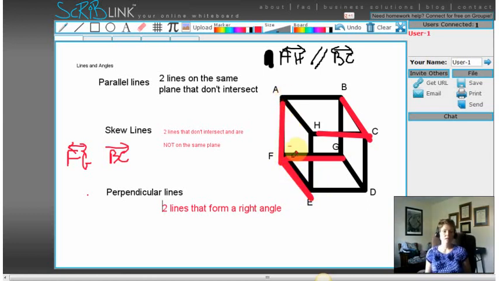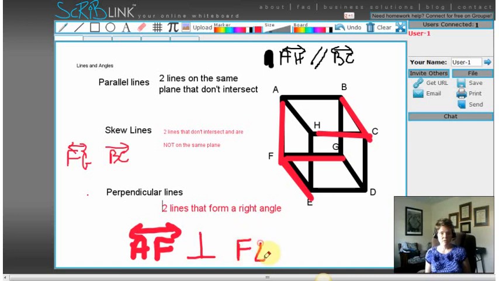The symbol for perpendicular, let's do AF, is perpendicular to line FE, or segment FE, I guess might be more appropriate for this picture, but that's okay. So parallel, skew, and perpendicular.